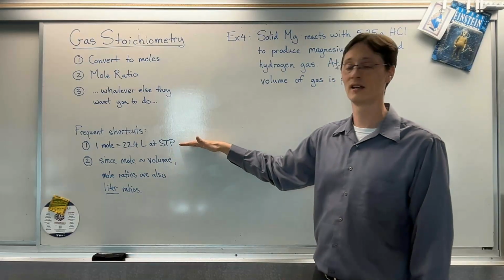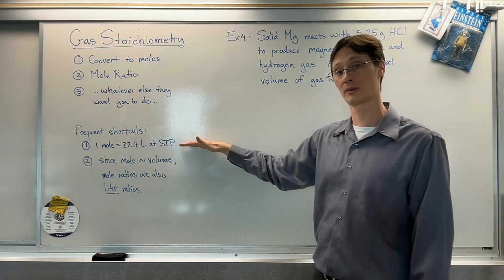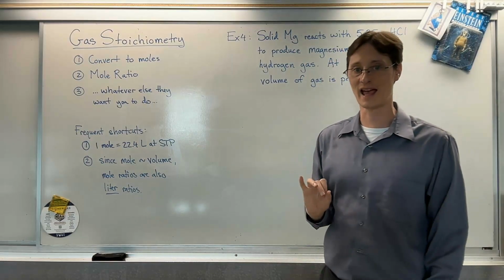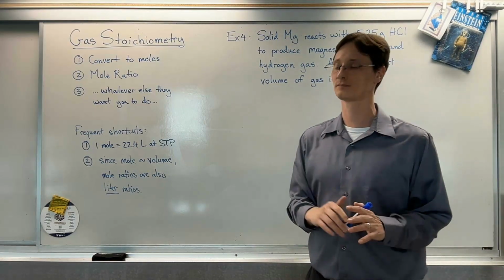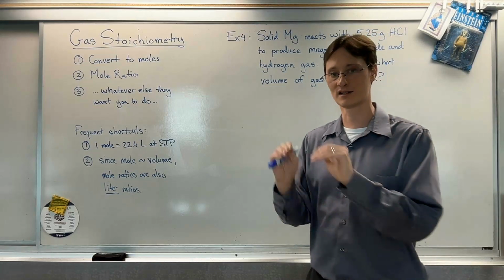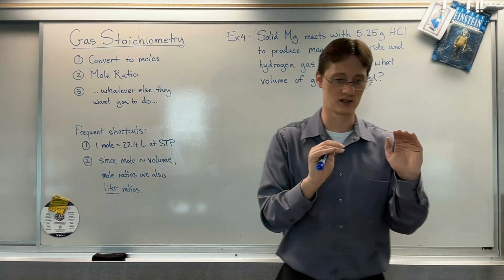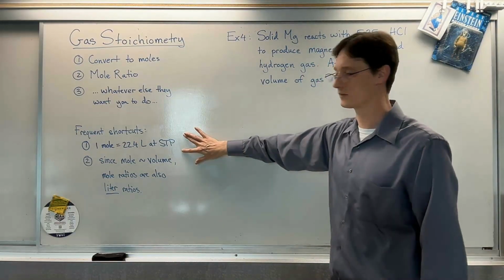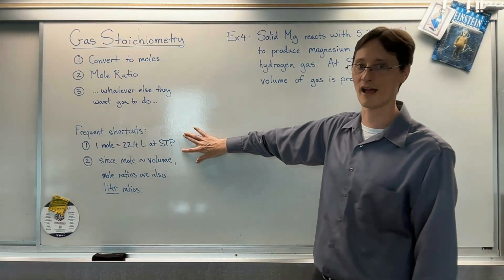The first shortcut that you can frequently make is that 1 mole of gas is 22.4 liters at STP, which, remember, STP is 0 degrees Celsius and 1 atmosphere of pressure. If it's not at STP, don't use this shortcut. It will not be valid.